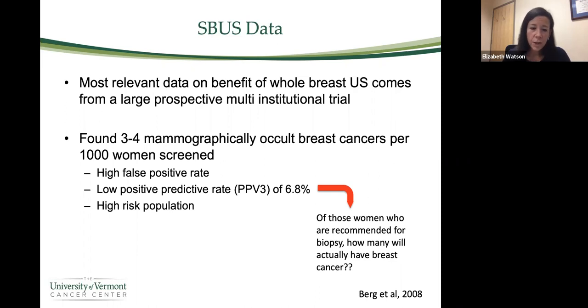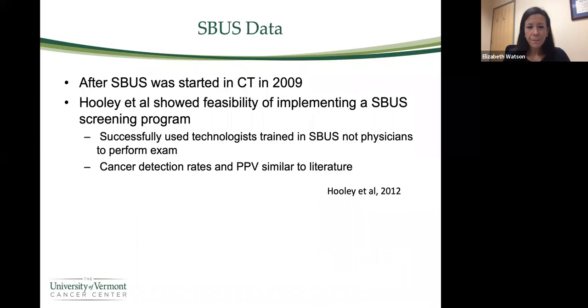This trial actually looked at women who were considered high risk for breast cancer. So these are women who had some sort of family history, some sort of genetic predisposition. They were at a higher risk of getting breast cancer, where we're talking about utilizing screening breast ultrasound in the medium to low risk population. So, we're not really sure how well this study actually applies to the population of women that we plan to use screening breast ultrasound for.